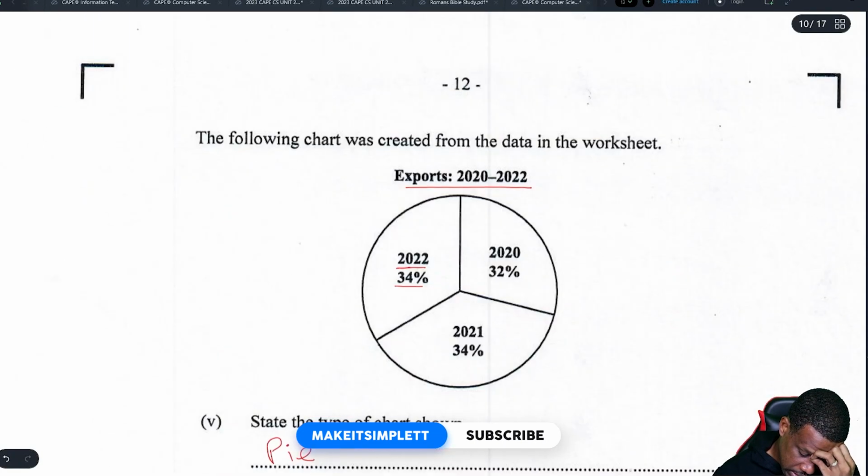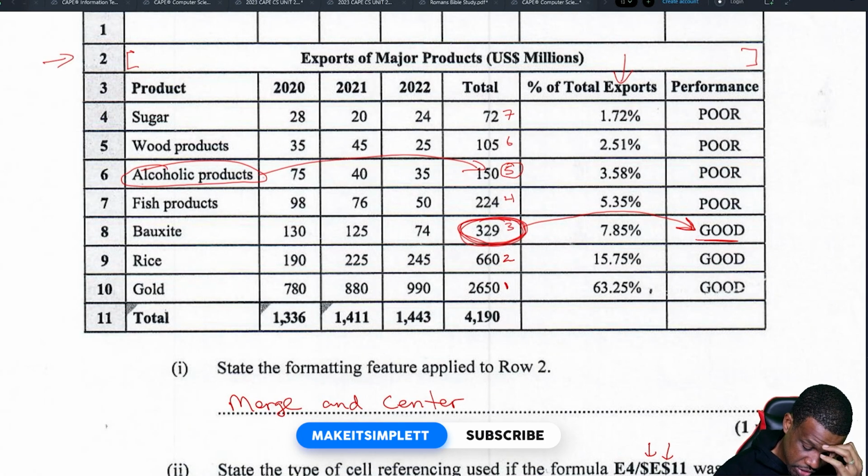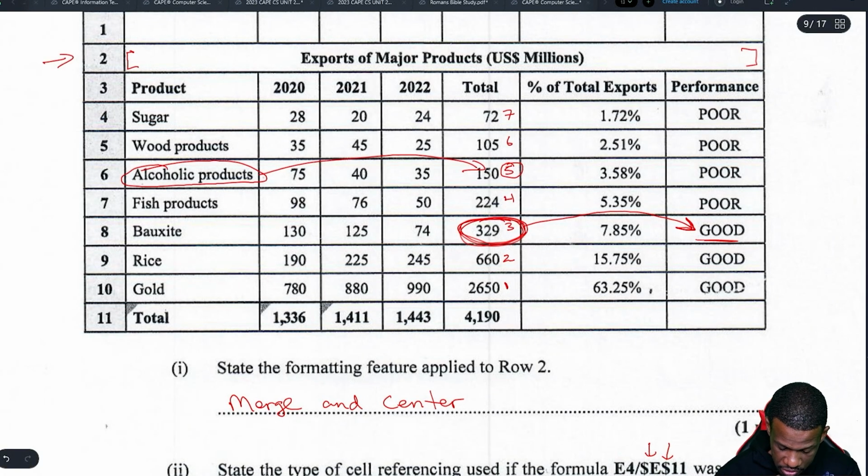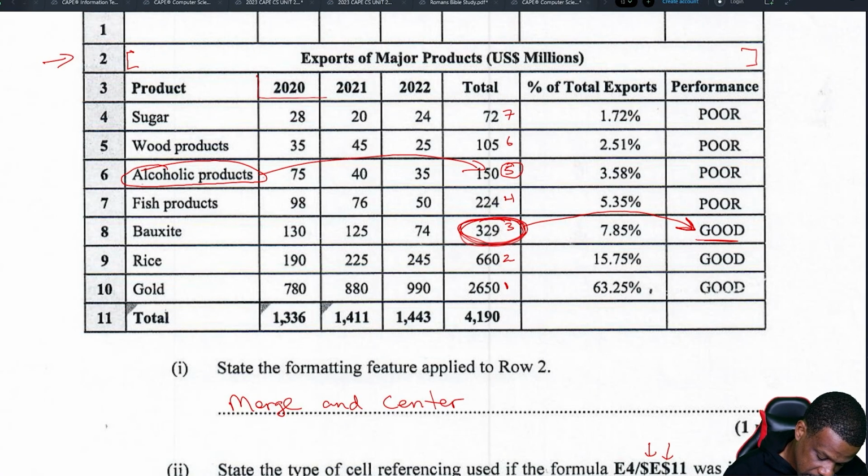Yeah, but how did they get the year? Oh no, this is a trick. Because you see the percentages, you might want to go and check here. But what they used was the year 2020 to 2022. See these years up here? And then the totals at the bottom.